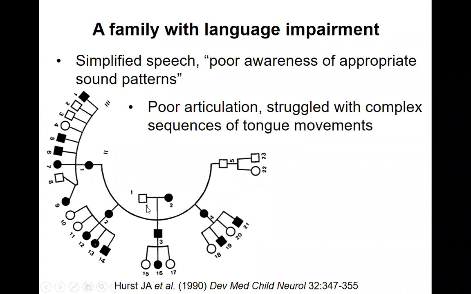This is your pedigree. I don't know if you've learned this in genetics, but basically you have the parents. The parents had 5 children here. Of the 5 children, 4 had the language impairment, 1 did not.